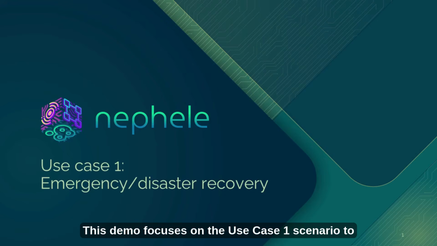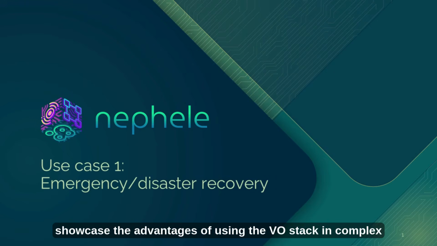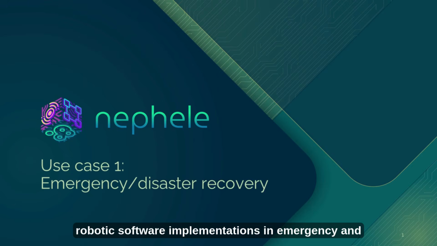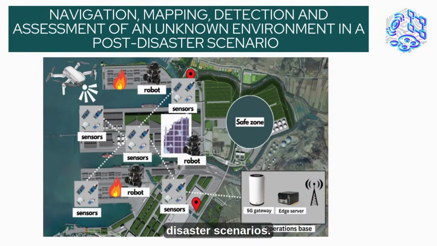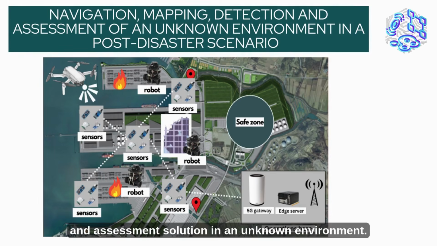This demo focuses on the use case 1 scenario to showcase the advantages of using the VO stack in complex robotic software implementations in emergency and disaster scenarios. More specifically, it shows a navigation, mapping, detection, and assessment solution in an unknown environment.